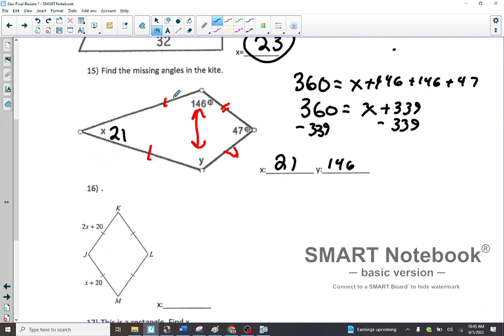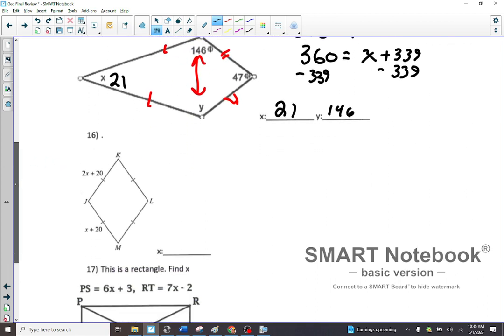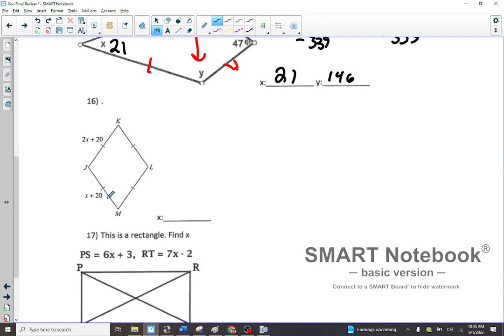So a kite, remember, the long and short sides are equal to each other, okay? Next one. This is a rhombus. A rhombus is all the sides are equal and it's four-sided. So since these sides are equal, I can set them equal to each other. So 2x plus 20 equals 2x plus 20.